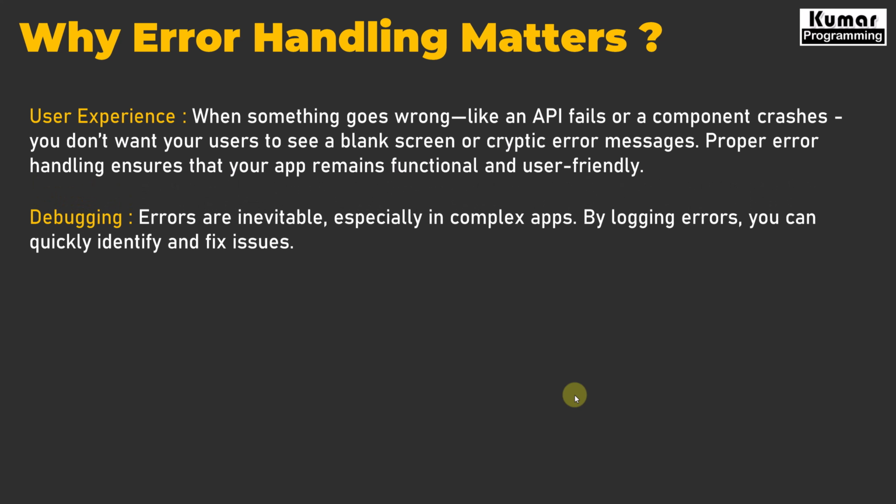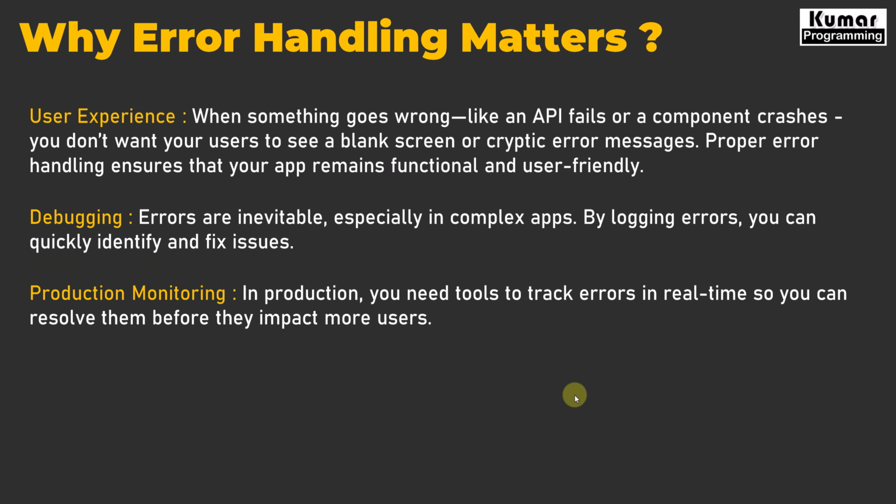The second aspect we have is debugging. Errors are inevitable, meaning you cannot avoid them. They must come, especially in complex applications. And by logging those errors, you can quickly identify and fix them. The other aspect we have is production monitoring. In production, you need tools to track errors in real time, so you can resolve them before they impact more users. So now you know why proper error handling is a crucial part of any application.